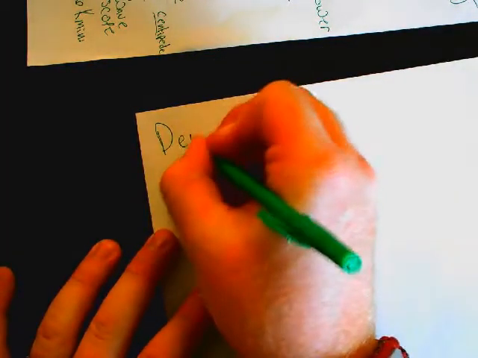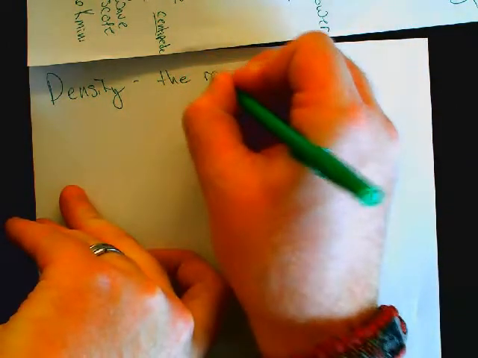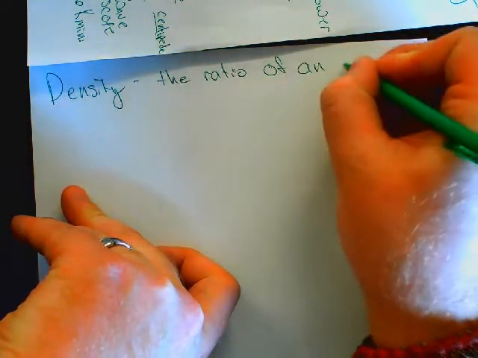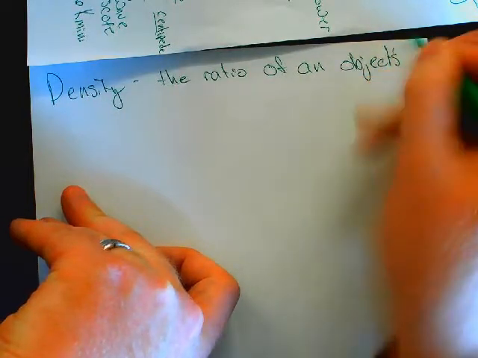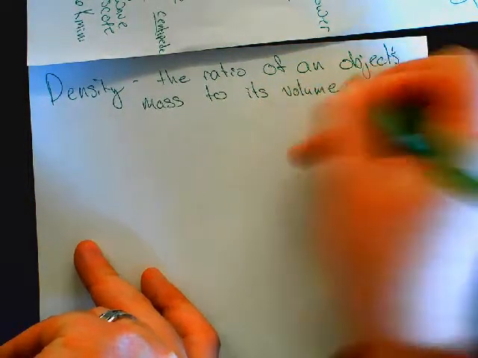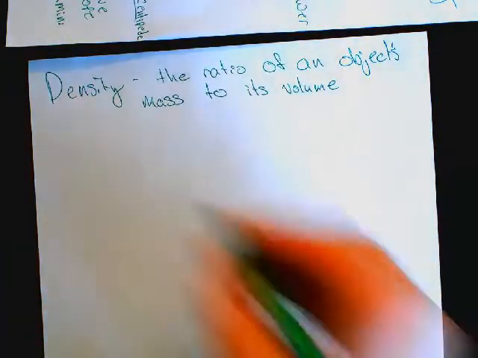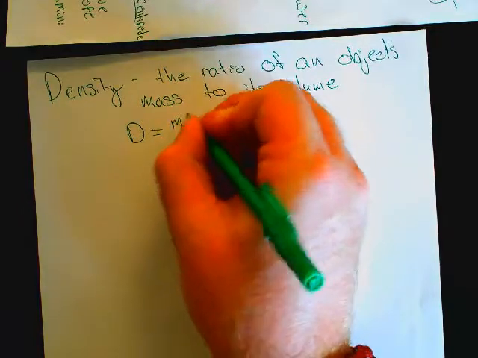From someone who read the chapter, what is density? The ratio of an object's mass to its volume. Perfect. So the ratio of an object's mass to its volume. So we can actually restate that statement as an equation, where density is equal to mass over volume.